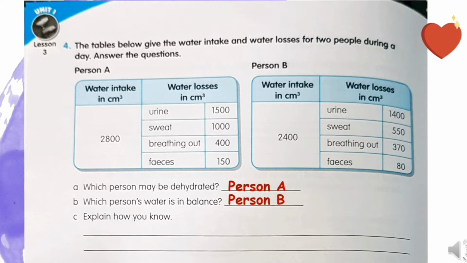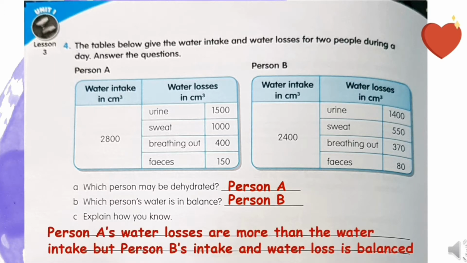Now question C is, explain how you know. How do we know? Because you see the difference between the intake and the loss, right? So person A's water loss is more than the water intake, yes? Because he's losing 3050 and he's taking only 2800. But person B's intake and water loss is balanced. So this is your answer.